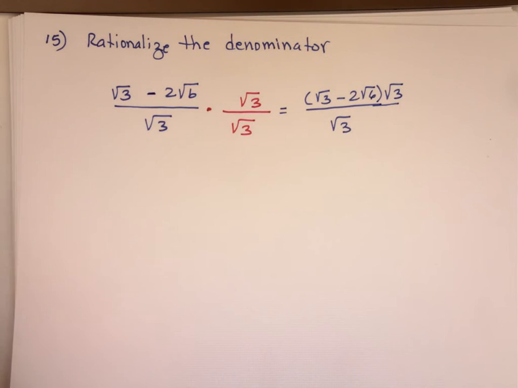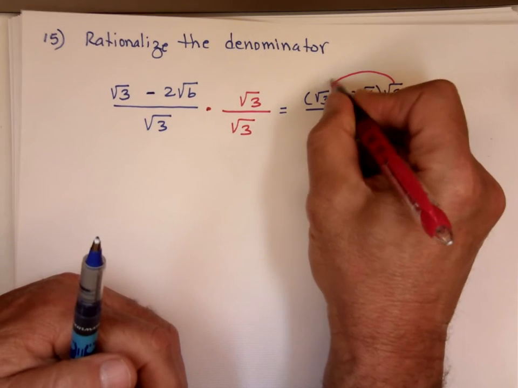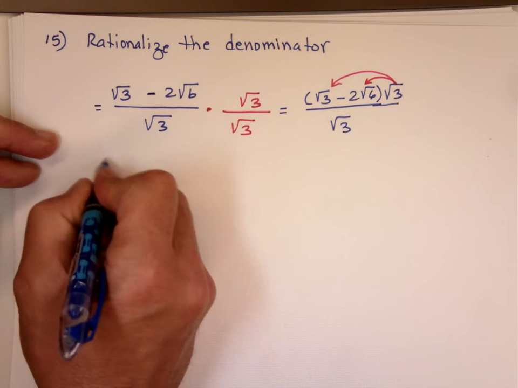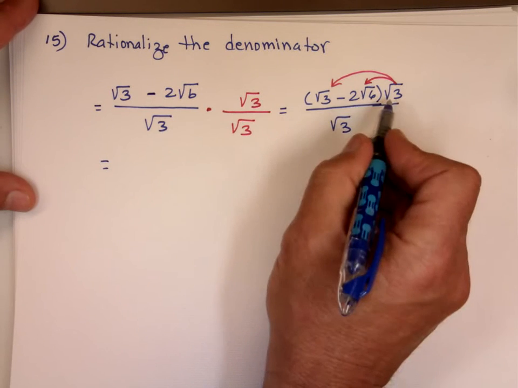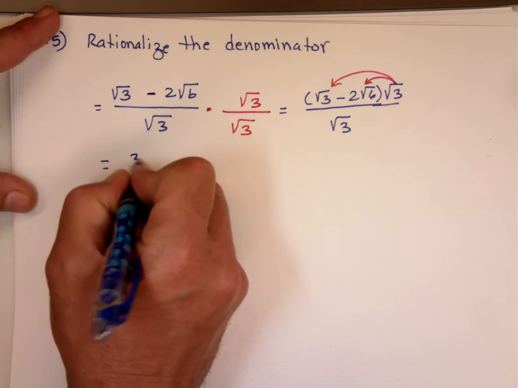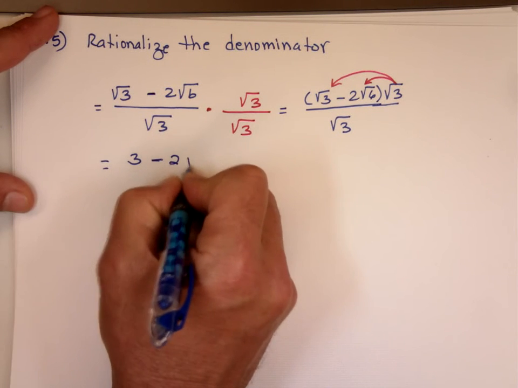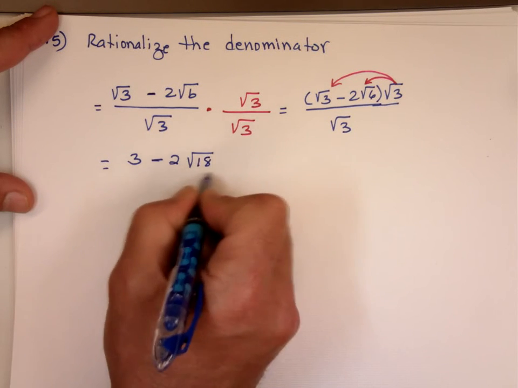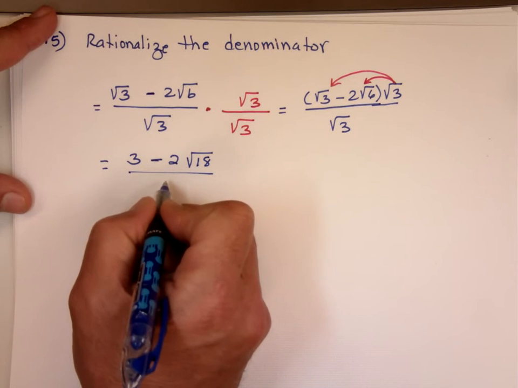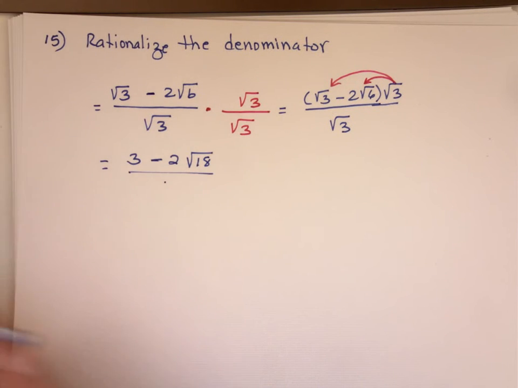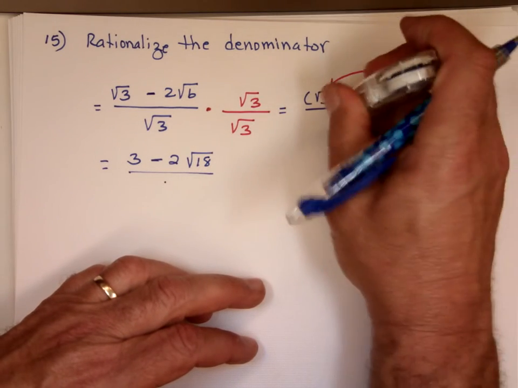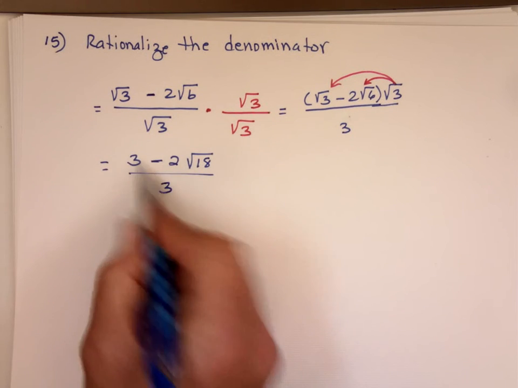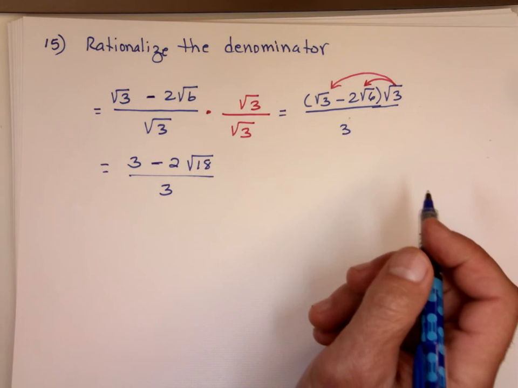And let's distribute that. This times this, and this times this. Square root of 3 times the square root of 3, that's just a 3. Square root of 6 times the square root of 3, we can put them together as 6 times 3, which is 18. That should have been a 3, not a square root of 3 here. Don't cancel these. Not yet, nope. There's a subtraction between them.